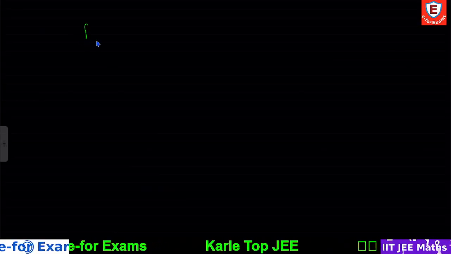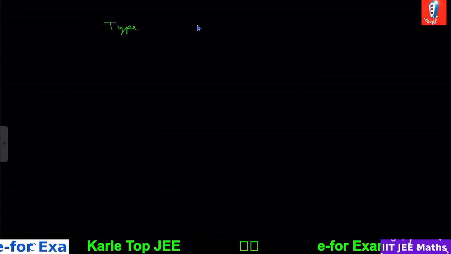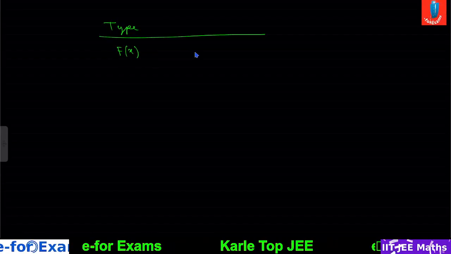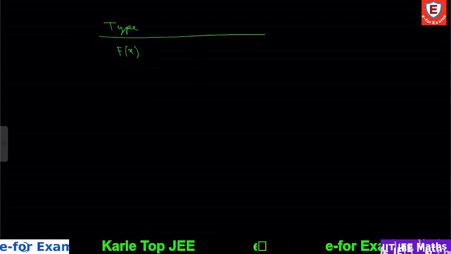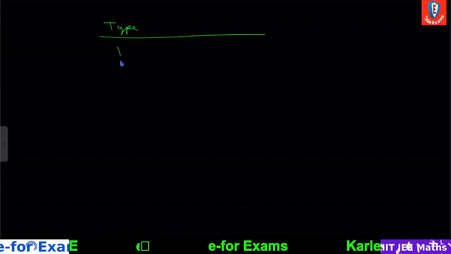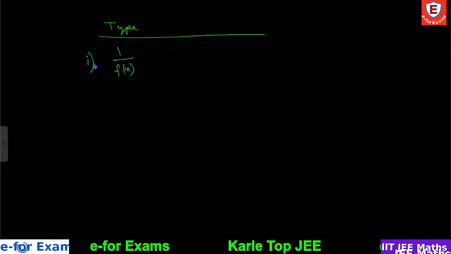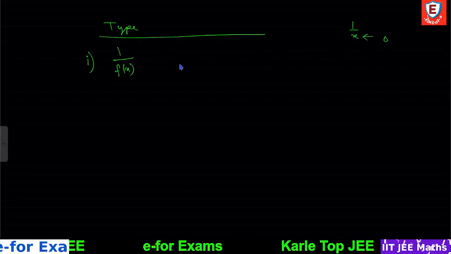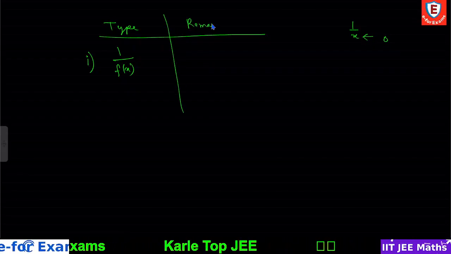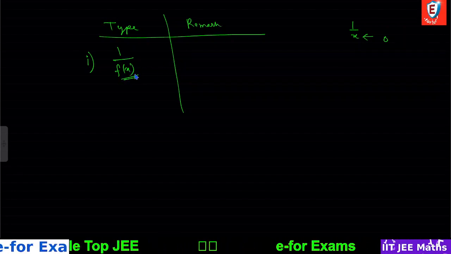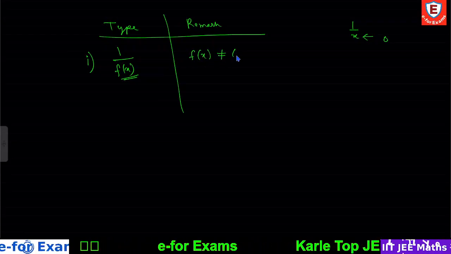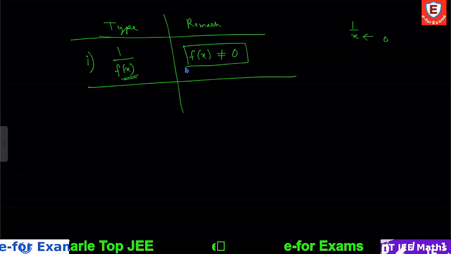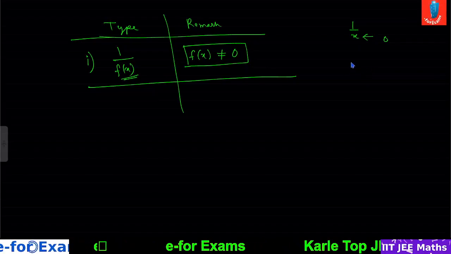Our given question can be of the type, for example, f of x. The given function can be 1 by f of x. Number one type of question can be of this form, 1 by x. As I told you, for 1 by x, x can be any real value except 0. So in this case, if 1 by f of x is the function, then f of x cannot be 0. This is how you have to identify it. 1 by x means f of x should not be 0. From here, you have to start solving the given question.